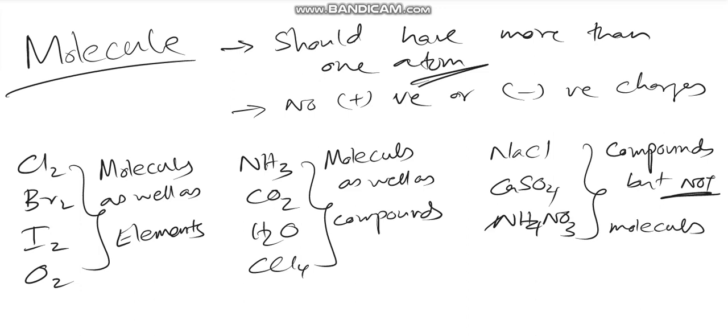So to be a molecule, you should have more than one atom, and you should not have positive or negative ions. So that basic idea of atom, ion, compound and molecules is really important when we do chemical calculations, and we'll see in the next video how we can use the concept of molar mass and the concept of mole to find out the numbers of atoms, molecules and ions.